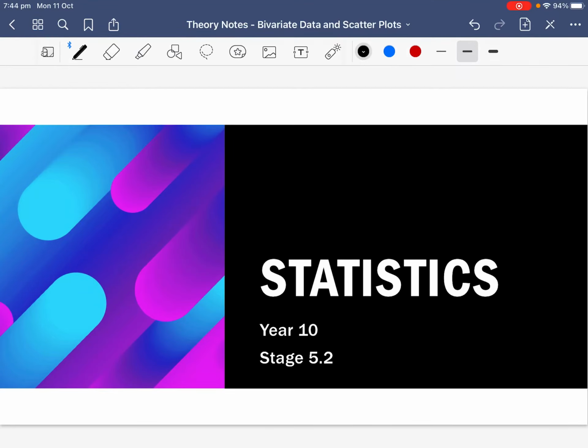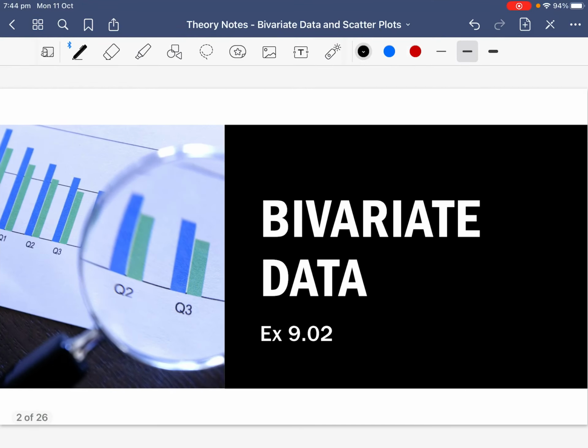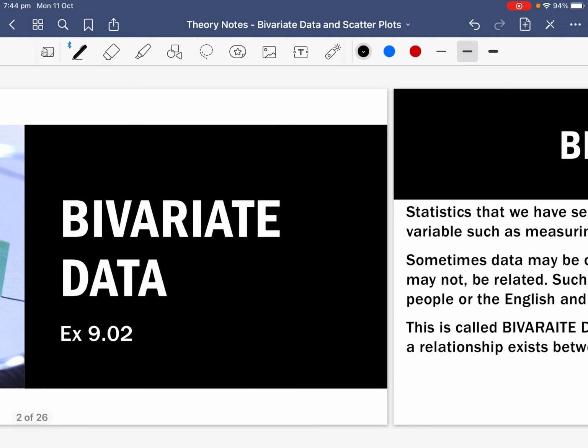Hi Year 10, today we're still looking at statistics. However, we have moved on from reviewing statistics and we're looking at bivariate data, which is exercise 902.